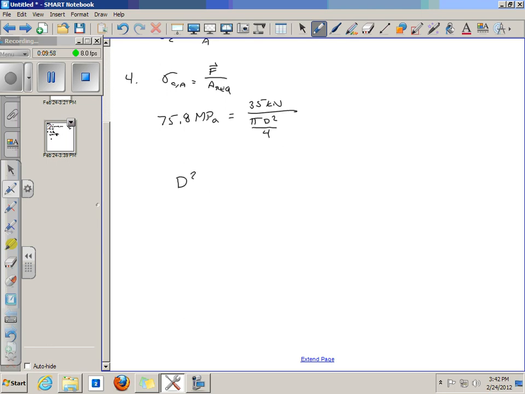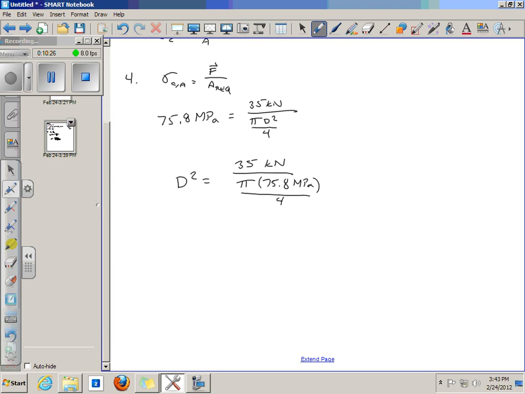d squared is equal to 35 kilonewtons over pi times 75.8 megapascals, whole thing over 4. Okay, you know that dividing by pi times 75.8 over 4 is the same as multiplying by the reciprocal, so the 4 comes up and multiplies by the 35 kilonewtons.